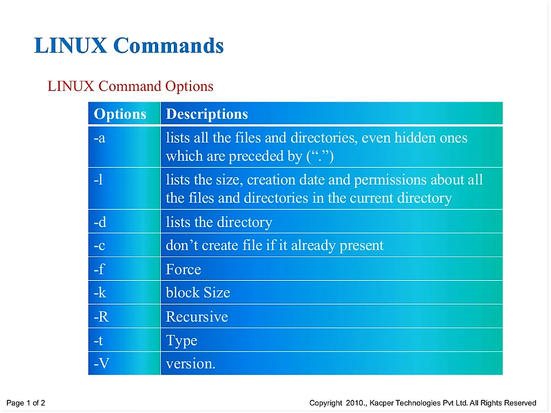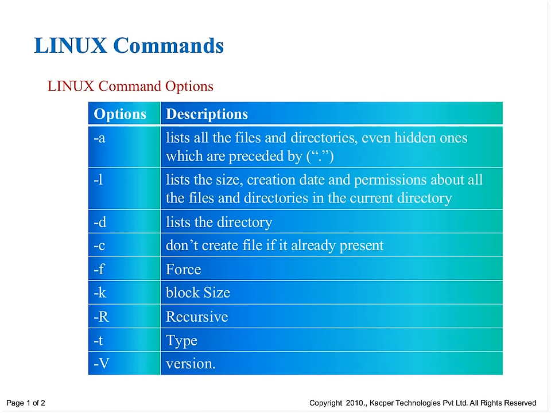And then dash L is the size, creation date, and the permissions. The L actually stands for long, so it provides a long option essentially. It gives you more details about various things. Then the dash D actually lists the directory, and dash C will not create a file if it is already present. We will see how to use this. Dash F typically means force, and dash K is the block size.